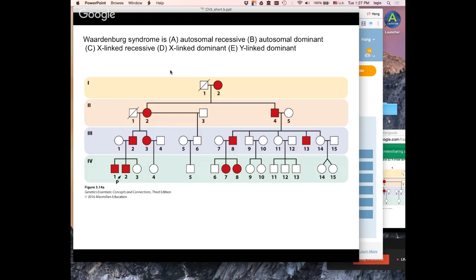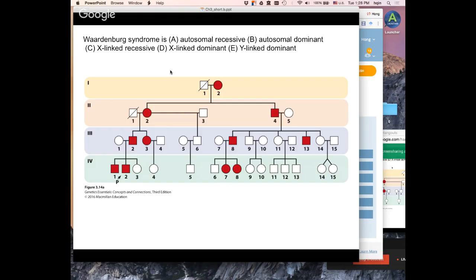So if it's X chromosome dominant, then every female should have the disease. And it didn't happen. There are some females here who don't have it. So it cannot be X chromosome dominant. Wait. X chromosome dominant means this male has this X chromosome, and he must carry the disease one, and every girl should have that disease, because every girl is going to carry that X chromosome from the father. But there's a healthy one here. So it cannot be X chromosome dominant. So that is gone. We have to go with either autosomal recessive or autosomal dominant.